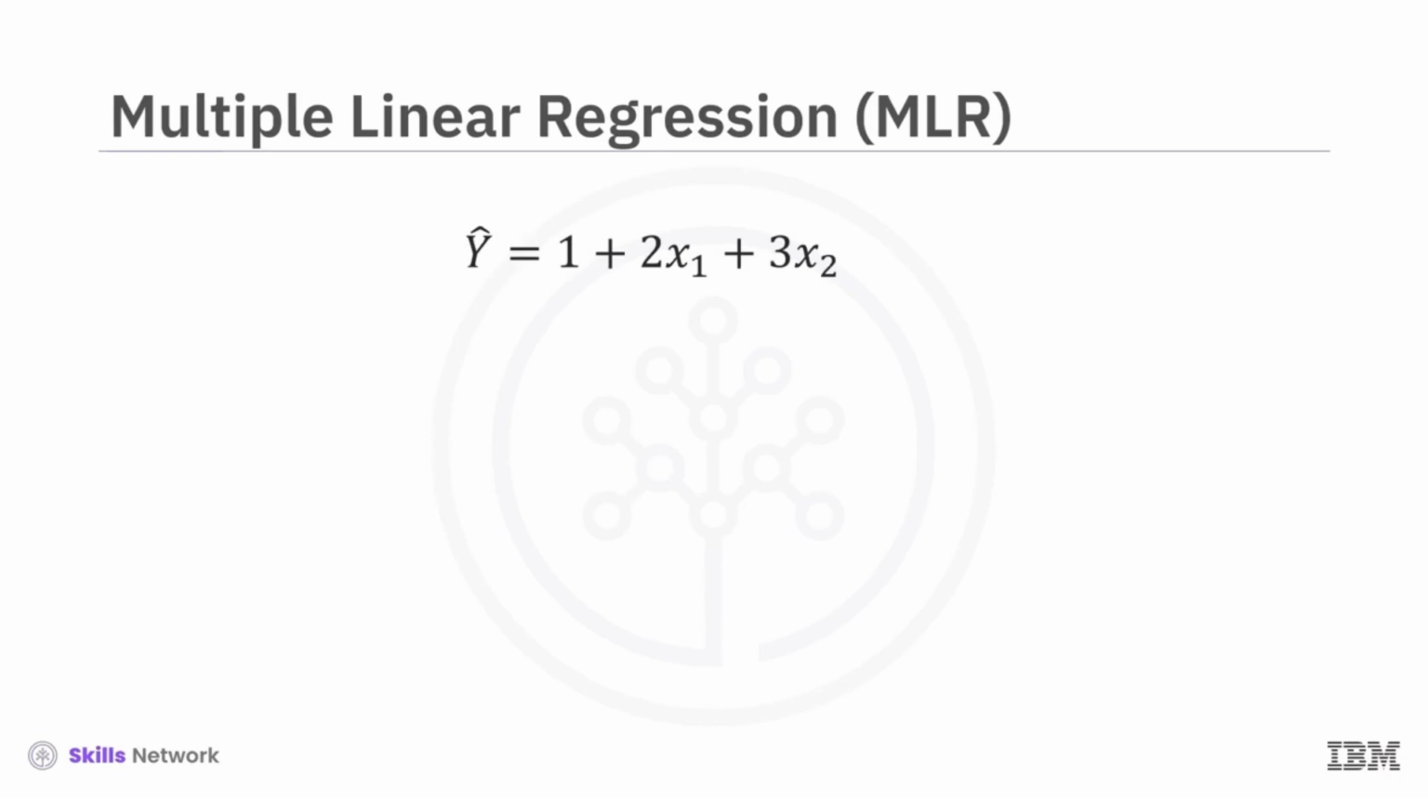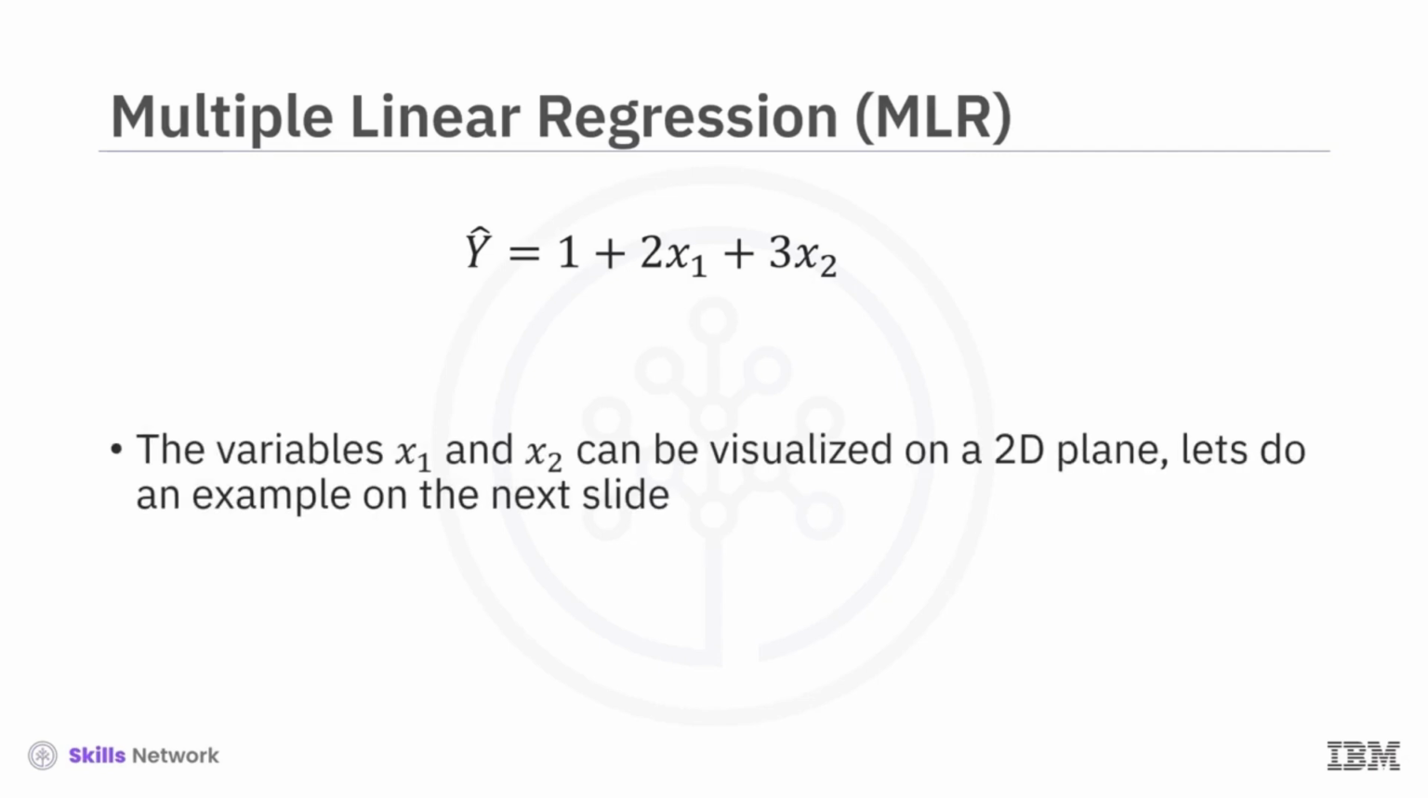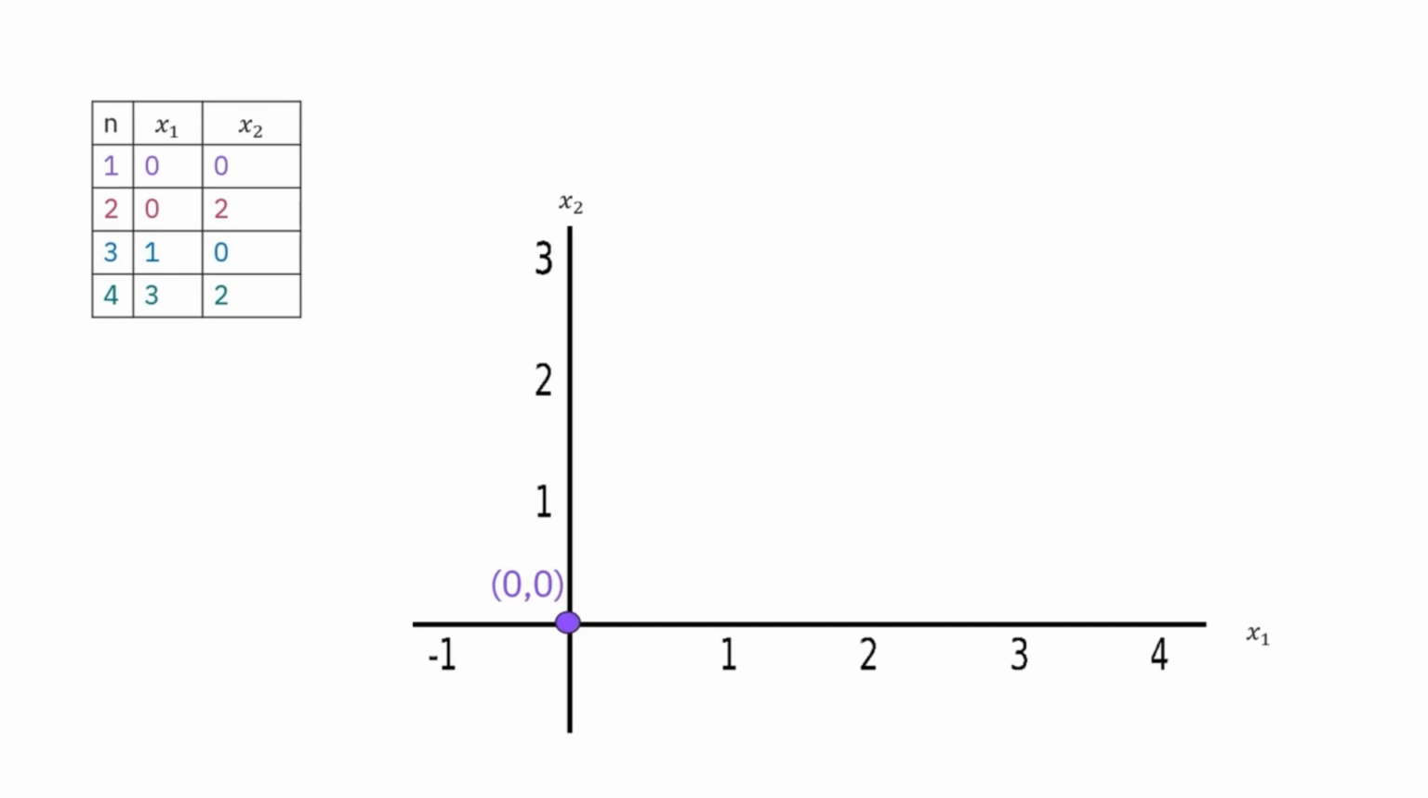If there are only 2 variables, then we can visualize the values. Consider the following function. The variables x1 and x2 can be visualized on a 2D plane. Let's do an example on the next slide. The table contains different values of the predictor variables x1 and x2. The position of each point is placed on the 2D plane, color-coded accordingly.